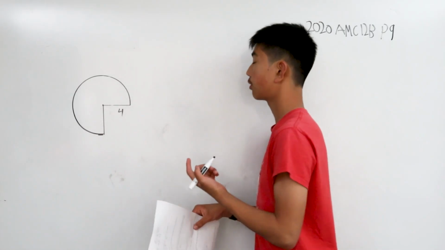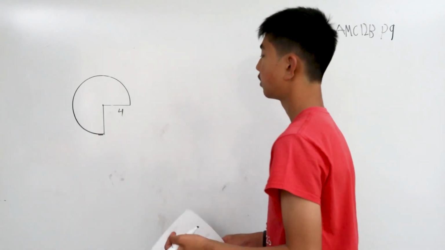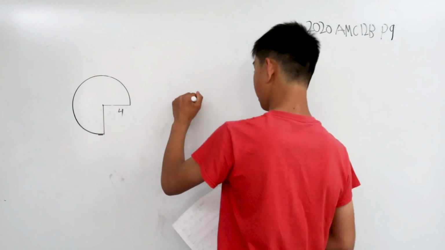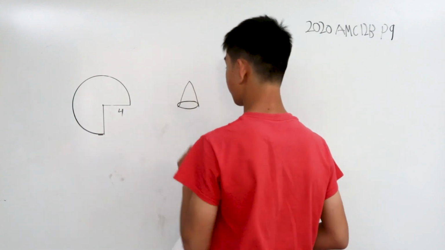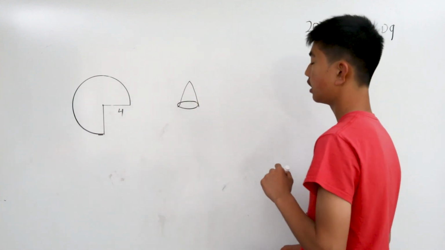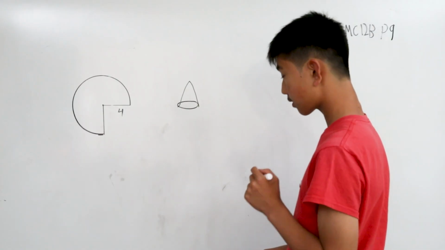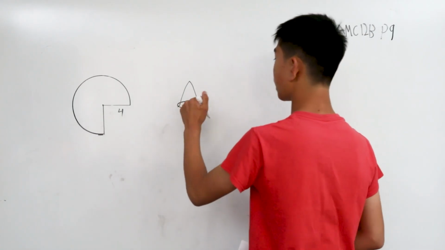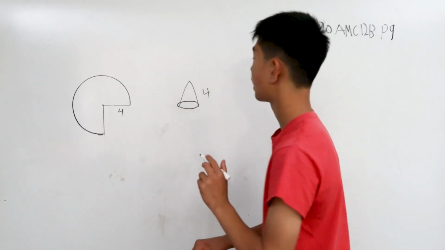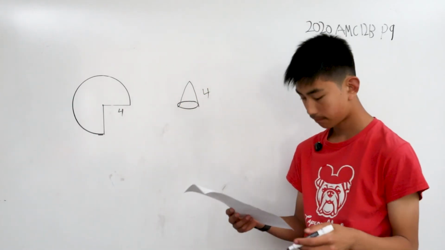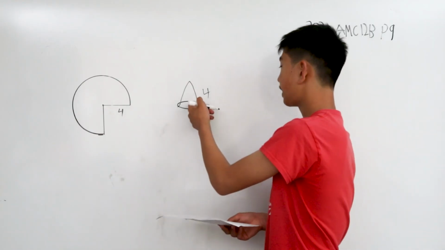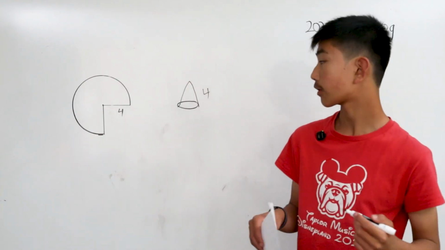First, let's just visualize what this would look like if it was taped. If it was taped, it's just going to be a normal cone. It's just the dimensions on how we draw it that are going to be different. So this 4, when you tape it together to this side, is going to be the slant height. So that's what we have. And in order to find the volume, you need the radius of the base circle and the height.